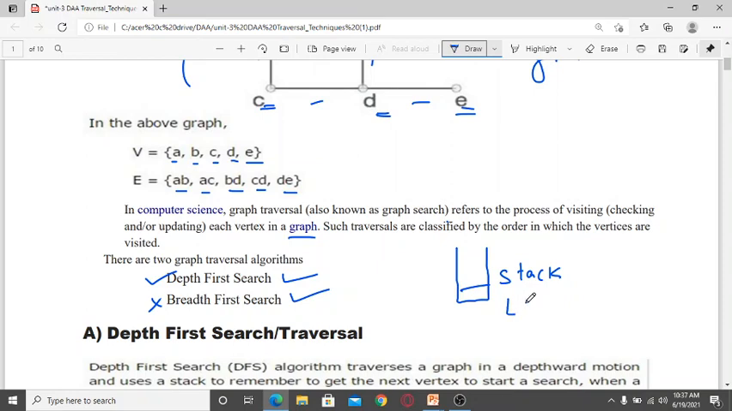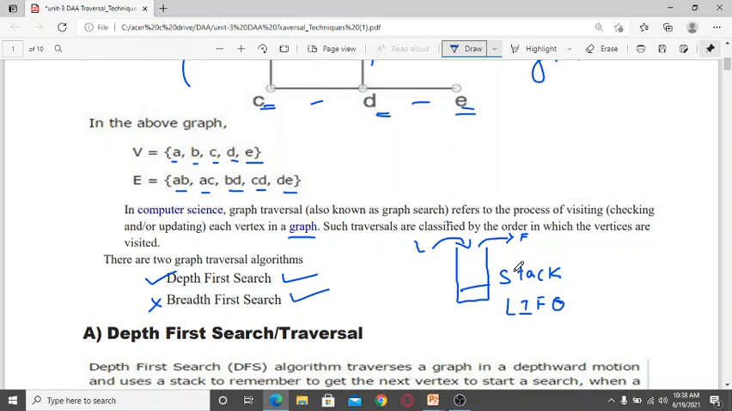A stack follows last in, first out, LIFO. Whatever vertex is inserted last will be taken out first.